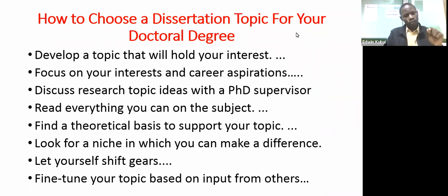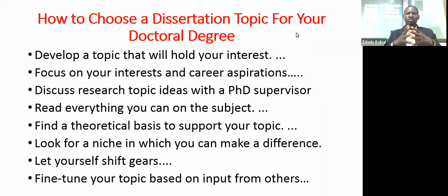Read everything you can on the subject. Read everything you can on that subject matter so that you don't leave out anything. Because if you leave out something, then you'll be told, go and look at this, or this area is not adding up, some things are not in, you are missing some gaps. So make sure that you understand explicitly well the subject matter, what you want to look at, so that you understand especially what is missing in that specific topic.